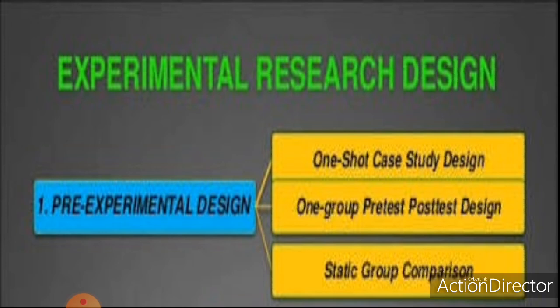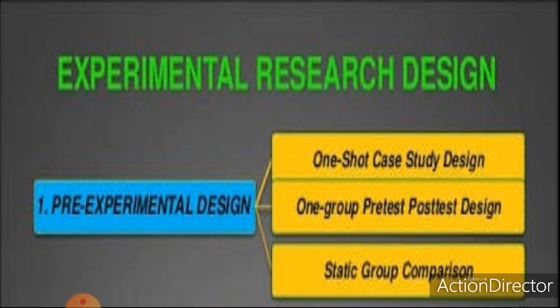Then the next one is one group pre-test post-test design. Here also researchers select a single group, but the main difference between one shot case study design and one group pre-test post-test design is that in one shot case study design the researcher conducts only one post-test. But in the case of one group pre-test post-test design, the researcher first conducts a pre-test, then makes a treatment, and after that treatment the researcher makes a post-test. So this is the difference between one shot case study design and one group pre-test post-test design.